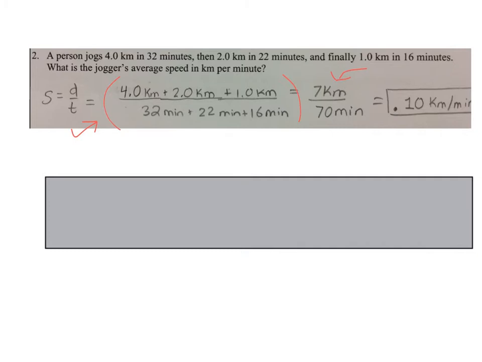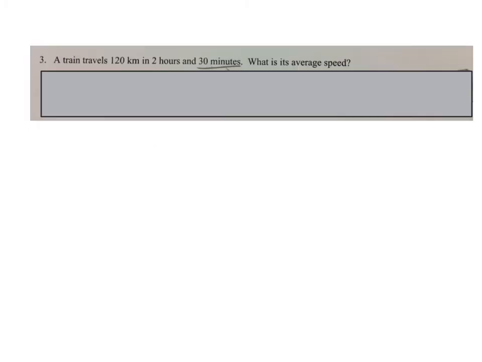So you had to write the formula, did you? You had to include this step, which a lot of people would probably leave out. And you had to show with your units what you divided by what, and then your answer would be kilometers per minute. 0.10 kilometers per minute. Let's try one more. Okay, try this one. Do it on loose leaf and then come back and check my work.